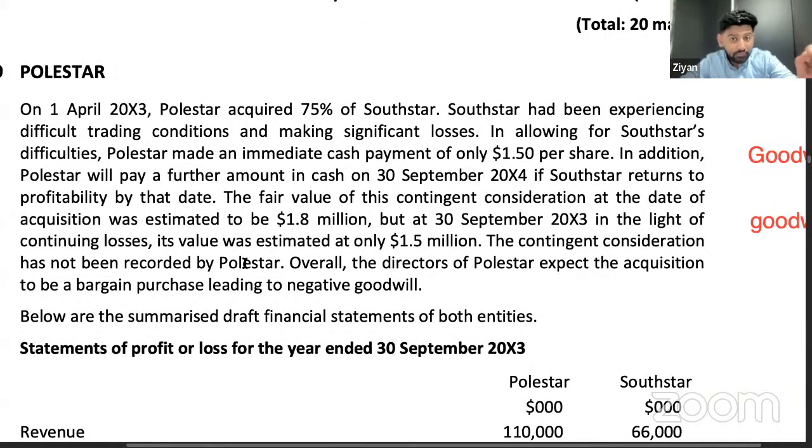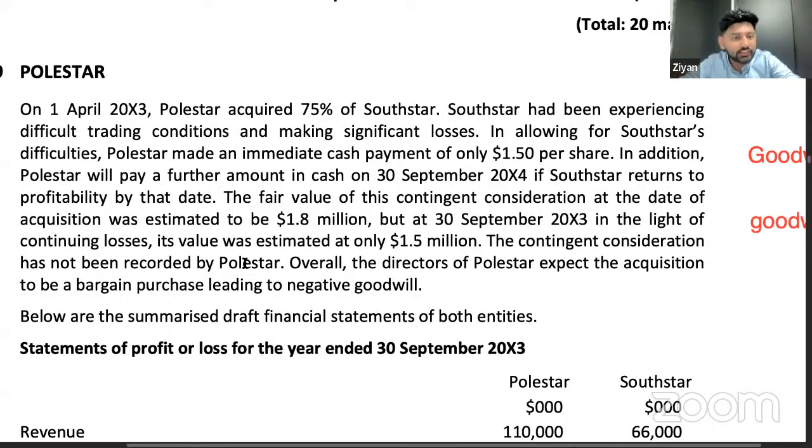We'll pay a deferred payment in cash on 30th September 2014 if Southstar returns to profitability by that date. If this company returns to profitability, but does that matter? Irrespective of that company coming into profitability or not, I have told you, we have to recognize. Probability of payment doesn't matter. Measurability is satisfied, you have to recognize.